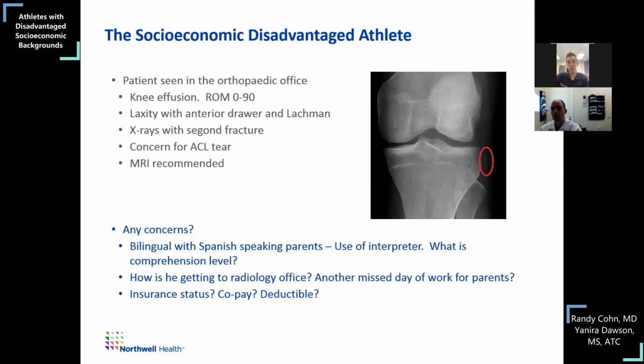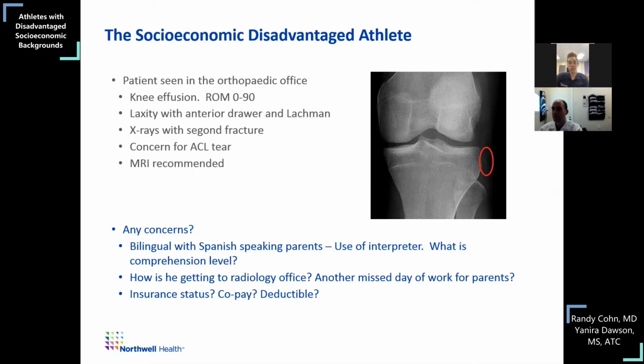So let's get back to our case. So the 16-year-old patient is seen in the orthopedist's office. There's an effusion in the knee. There's somewhat limited range of motion with flexion. There's laxity with an anterior drawer and Lachman examination and a Segond fracture on x-ray. There's obvious concern for an ACL tear, and an MRI is recommended to confirm the diagnosis.